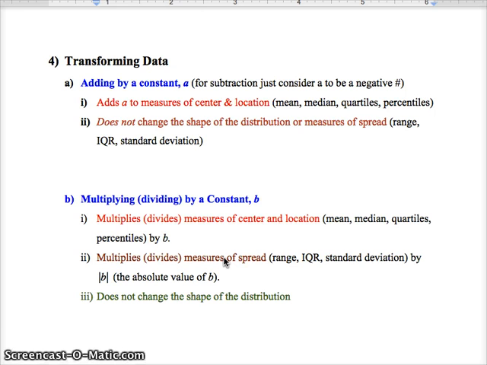So when you multiply or divide by a constant, you're multiplying or dividing by measures of center and location. So if my mean was 2 before and I multiplied by 3, my mean is now 6. Quartile is the same thing.